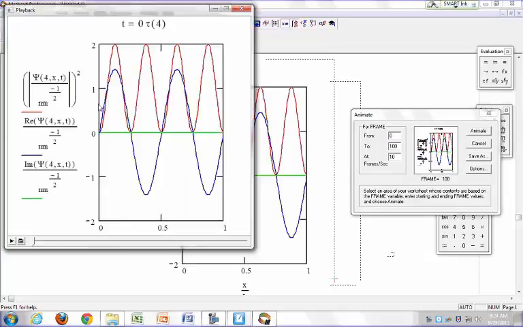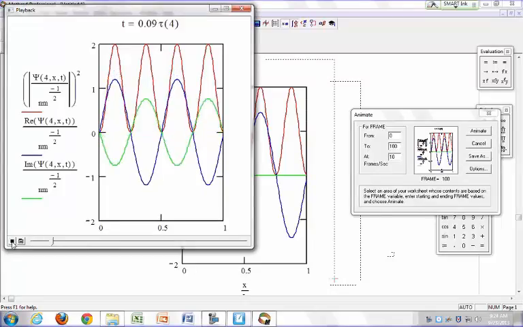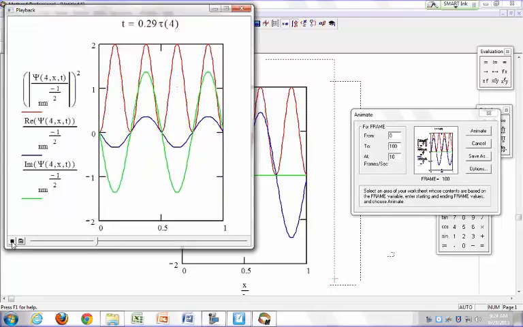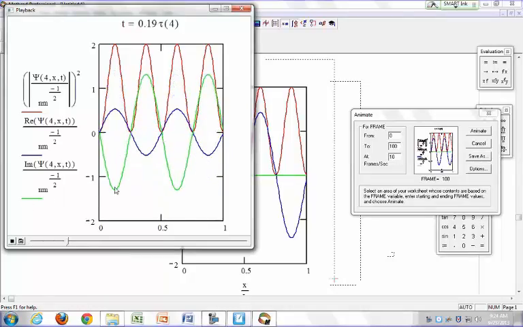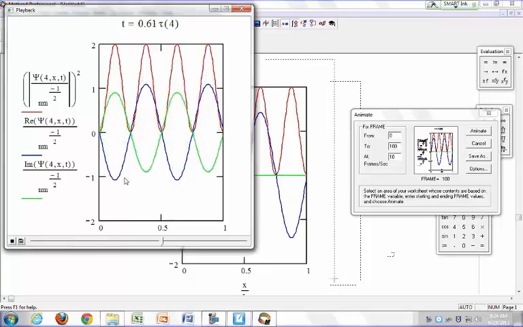So look at what happens to the real part, which is the blue curve, okay? Look at the blue curve. It's changing. The value at any given point is oscillating in time. Okay, look at the green curve. That's the imaginary part. It's also changing. Okay, it's going through cycles.